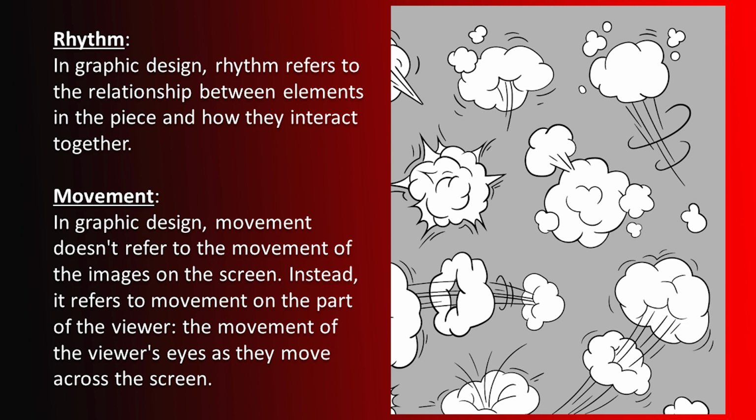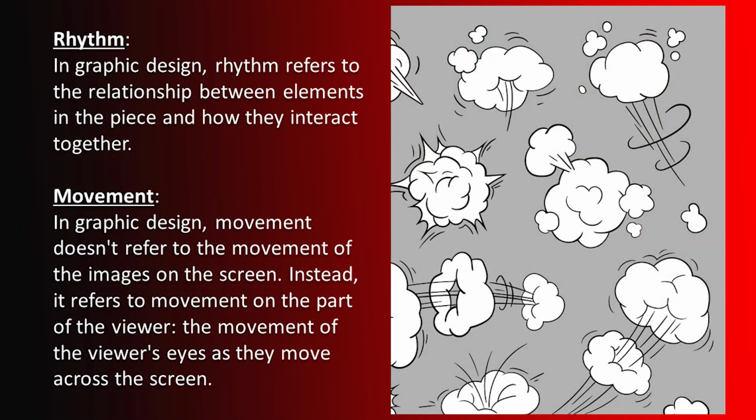Rhythm. In graphic design, rhythm refers to the relationship between elements in the piece and how they interact together. Big, small, big, small, big, small, medium, big, small, medium. So it's a lot like rhythm in music, but think of it in graphical terms or visual terms instead. Movement. In graphic design, movement doesn't refer necessarily to the actual movement of things, but is the movement on the part of the viewer, where the eye of the viewer goes, and then where it goes next. That indicates movement in graphic design.